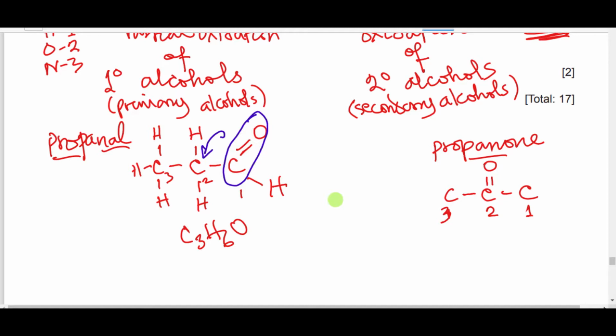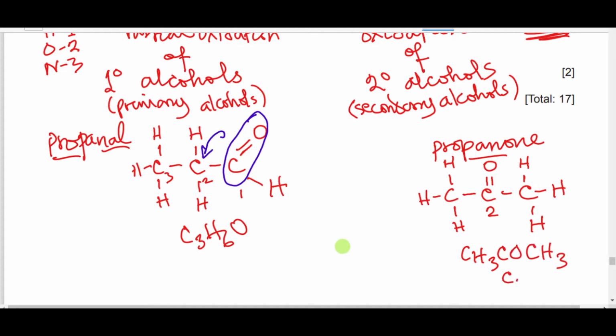carbon 2. Great. So if you then go ahead and complete the bonds for each carbon atom, this will be 1, 2, 3. So that makes it 4. This one too, 1, 2, and 3, making it 4 bonds for carbon. So the total number of hydrogen atoms is now 1, 2, 3, 4, 5, 6. Great. So this is also C3, that's CH3, CO, CH3, that is C3H6O. Fine. So that's propanone.